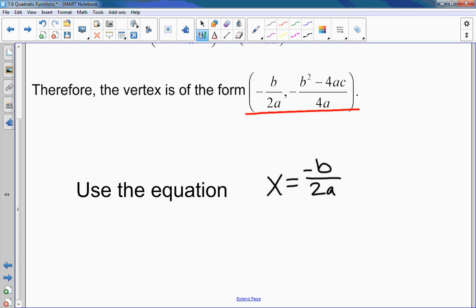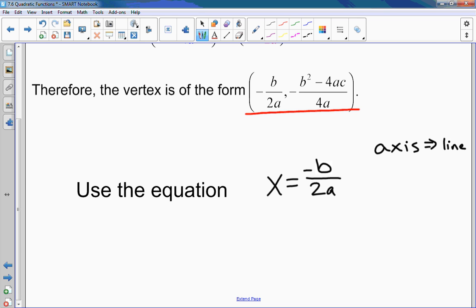Now, in chapter 9, we're going to talk more about the axis of symmetry. The axis of symmetry is just what it sounds like. Axis just means a line, just like the y-axis or the x-axis. Those are lines on the coordinate plane.